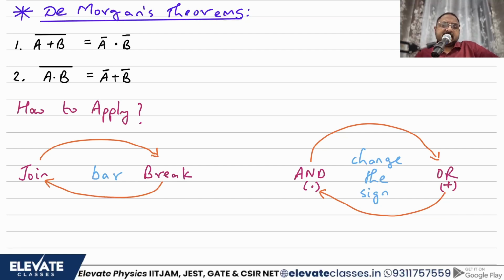So first of all, what is the basic statement of De Morgan's laws? De Morgan's law very simply states that the complement of a sum is equal to the product of the complements. Secondly, the complement of a product will be equal to the sum of the complements. There's no need at all to remember the statement as such. If you're thorough with the mathematical form, that should be okay for us.